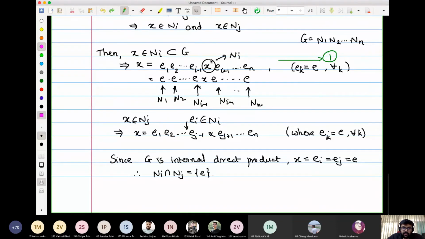But look at the ith component. It says that this is the ith component, X in Ni. But look at here, what is the ith component? Here somewhere there will be the ith component, which is Ei. And look at the jth component here. This is an element of Nj. But look at the jth component here. Somewhere there will be Ej, which is the same as identity here. So that means X is the same as Ei, the same as Ej, and they are nothing but identity. Therefore, X is identity, and we are done. Right? Is it clear? Yeah.